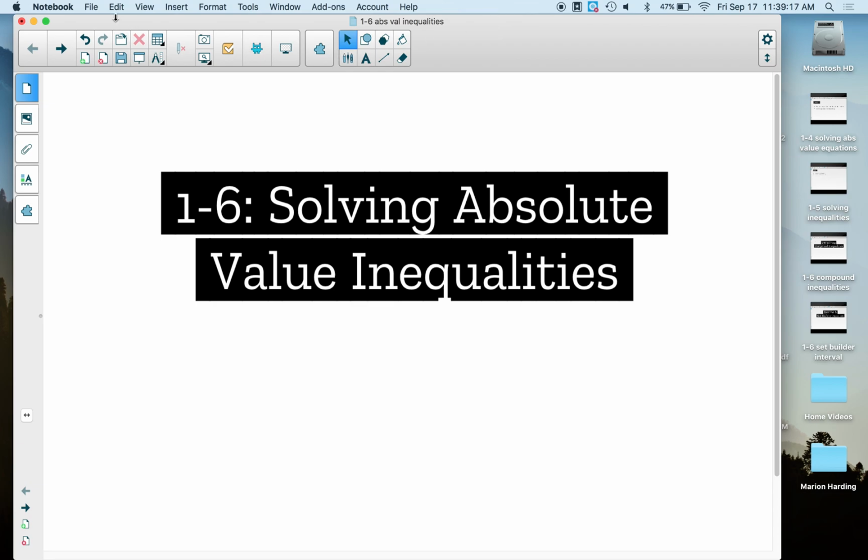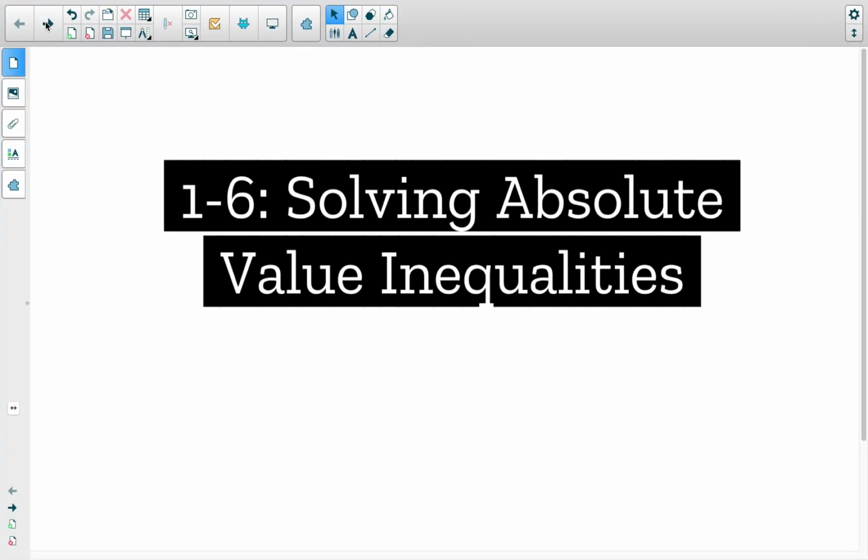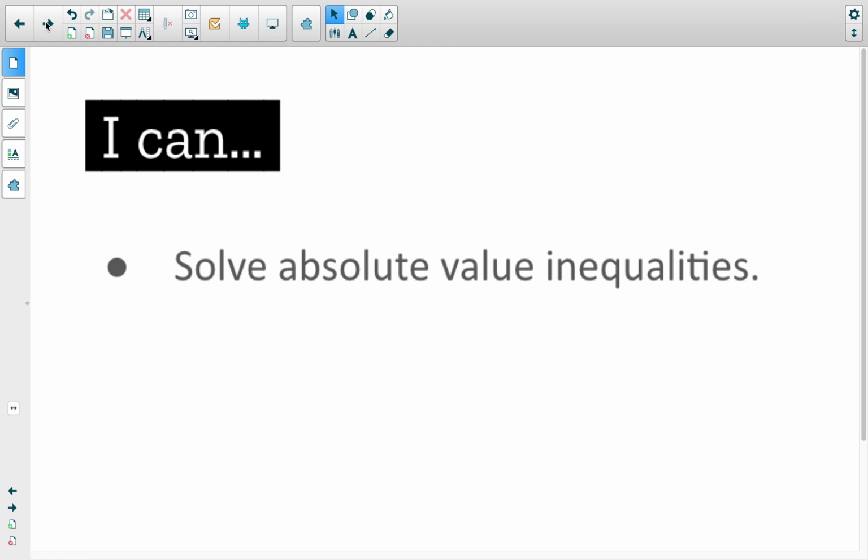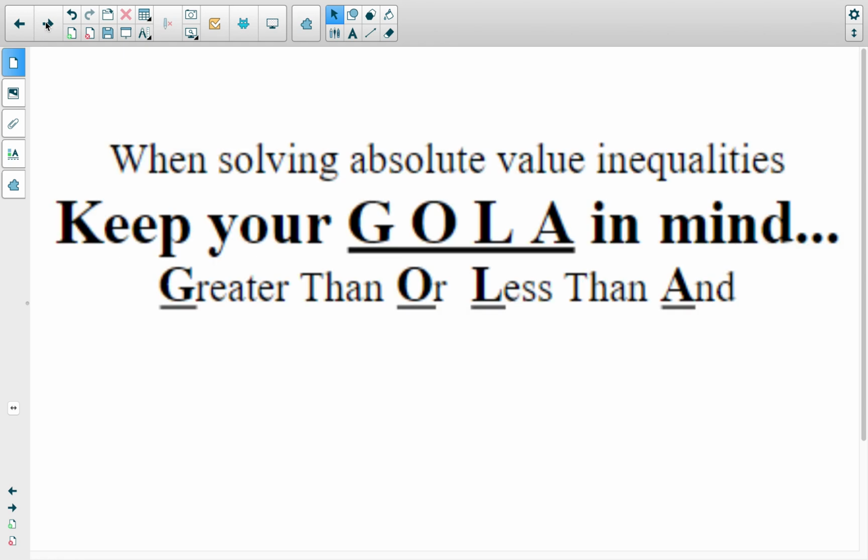Here's the second half of 1-6, all about solving absolute value inequalities. I will say this is the trickiest section of this chapter. So we're going to be able to solve absolute value inequalities. Write this down. When solving absolute value inequalities, keep your GOLA. It's kind of like goal, it's a play on words. Keep your GOLA in mind.